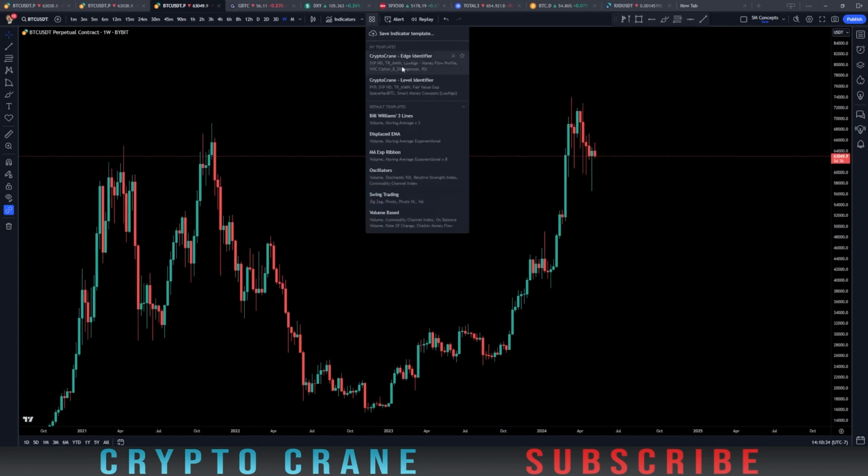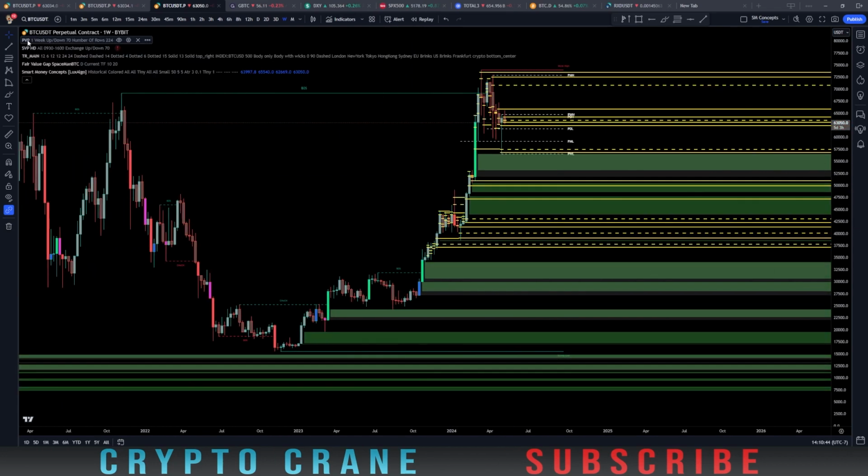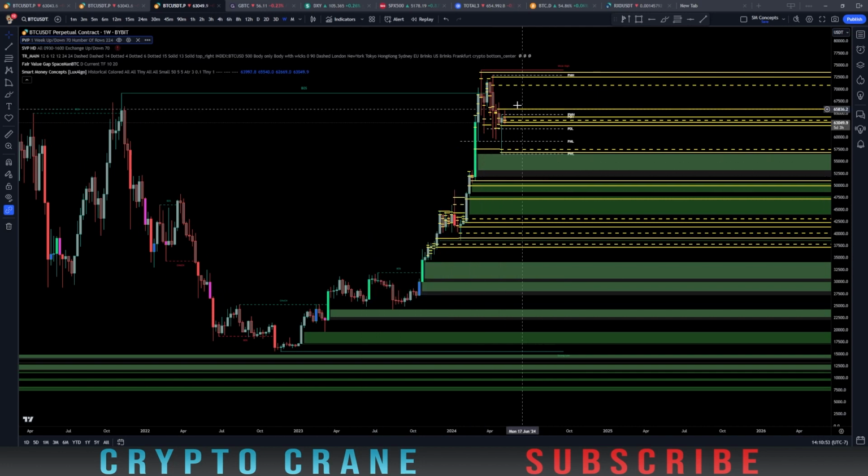Now, what I have up here, right? I have two templates. I have an edge identifier and a level identifier. You're going to want to make two templates. You don't have to copy me exactly, but just for an example, this is my level identifier. You can see this is a periodic volume profile that I have set to a weekly. You can see period is set to a week, and this will show me the volume profile of each week.